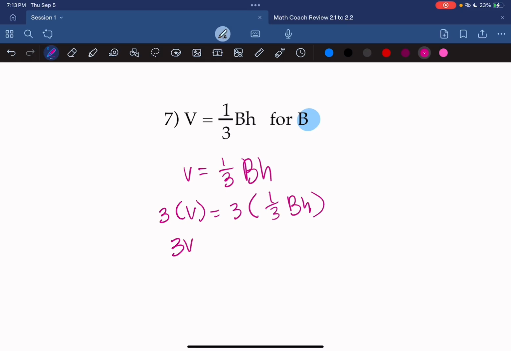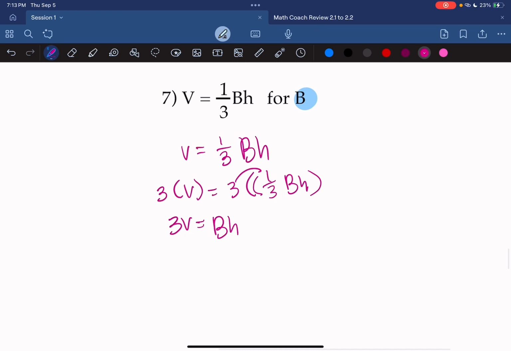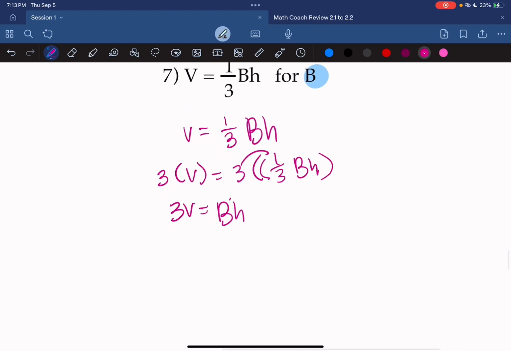So 3 times V is 3V. And then 3 times 1 is 3, divided by 3 is 1. We don't write the 1 because it's with variables. So BH. Now, like we did before, the B is being multiplied to the H, so we have to divide by the H in order to isolate it. So B equals 3V over H. And that is our answer.